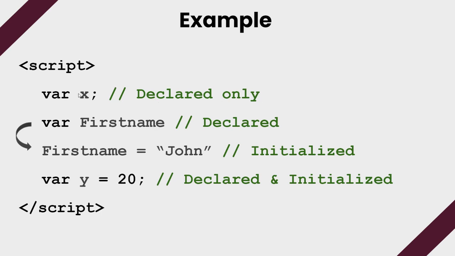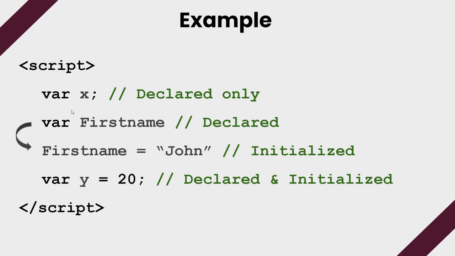So this actually means that for this first line, we've declared the variable name of x. We've not assigned a value to it at all. Now, moving on to the next line, we have another variable name of first name, and it is also declared with the keyword var.